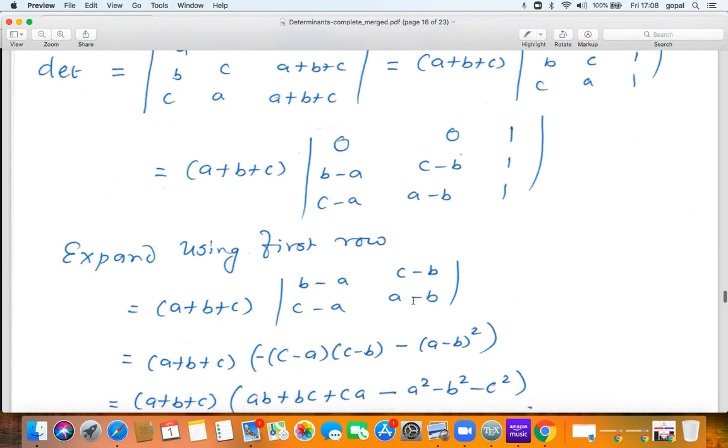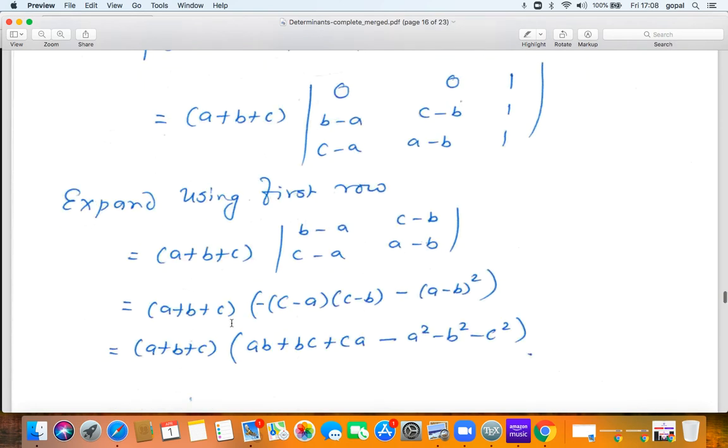And now expand using the first row. I'm going to get A plus B plus C times the determinant with B minus A, C minus B, C minus A, A minus B. So it's going to be A plus B plus C into minus the quantity (C minus A, C minus B, minus A minus B) the whole squared. And I get this expansion.